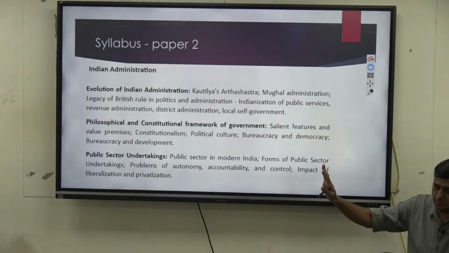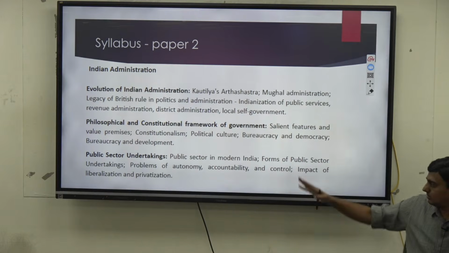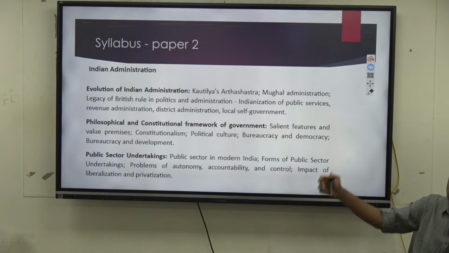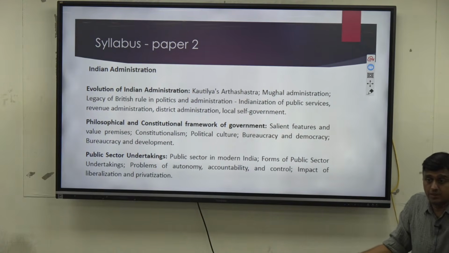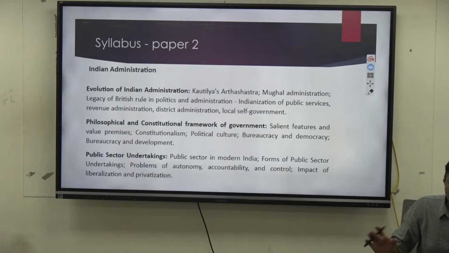Whatever, if you have heard 3 types of PSU are there: departmental undertaking, public corporations, government companies, all of that. If you have heard, public PSUs were famously called as what? Temples of Modern India by Jawaharlal Nehru. All of that is your PSU. First one is what? Kautilya, Mughal, British. Kautilya you might have heard, right? Kautilya is famous.